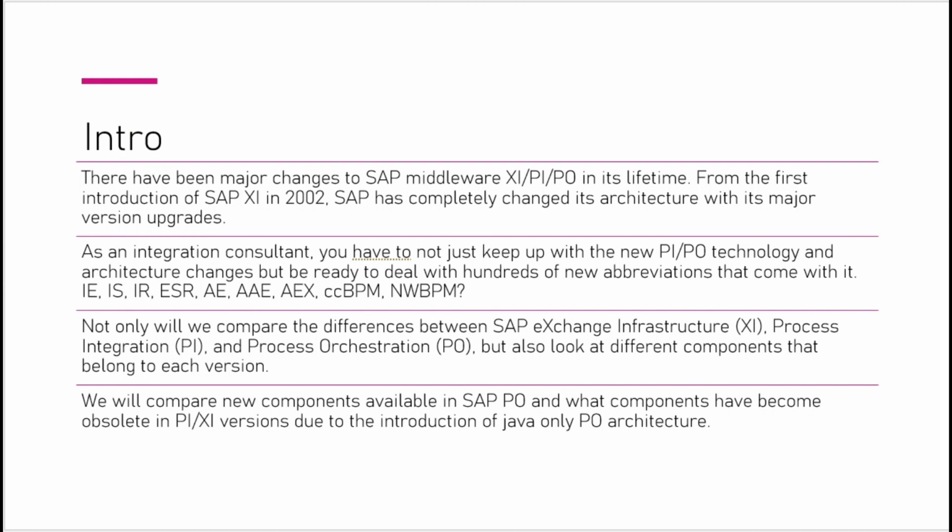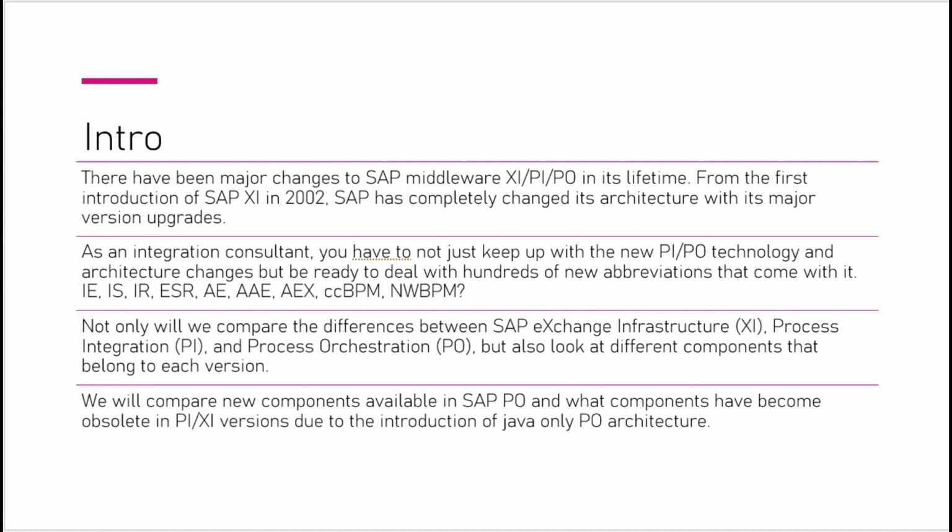So you may be feeling like it's a complete overhaul of SAP middleware every three days, right? Ever wondered what the difference is between XI and PIPO? Well, you are not alone. There have been major changes to SAP middleware in its lifetime, and from the first introduction of XI in 2002, SAP has completely changed the architecture for major version upgrades.